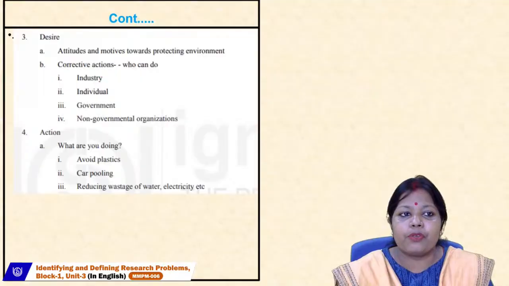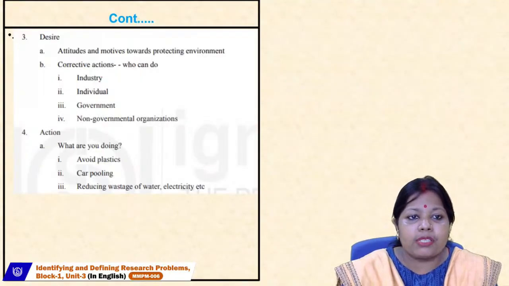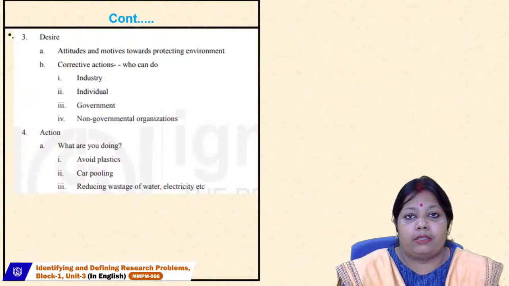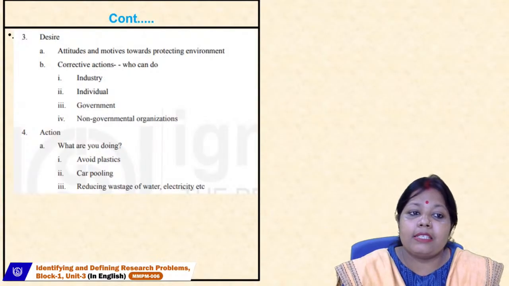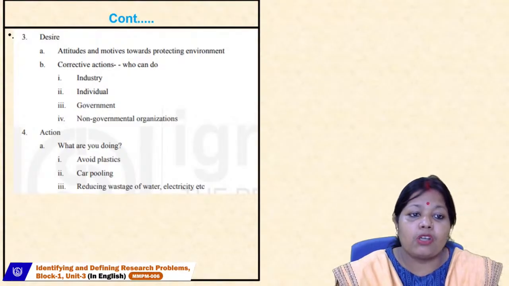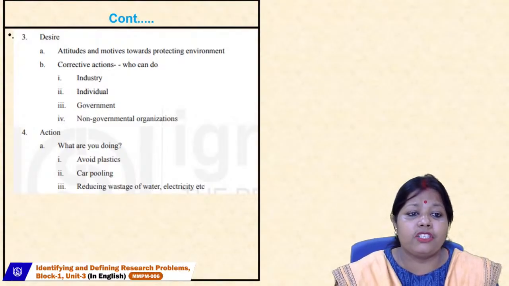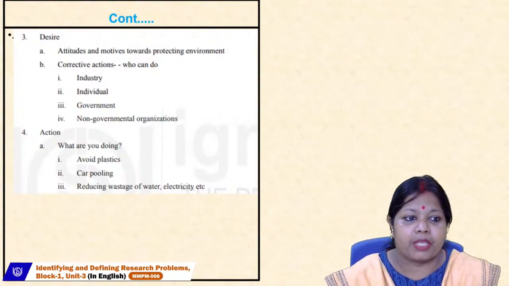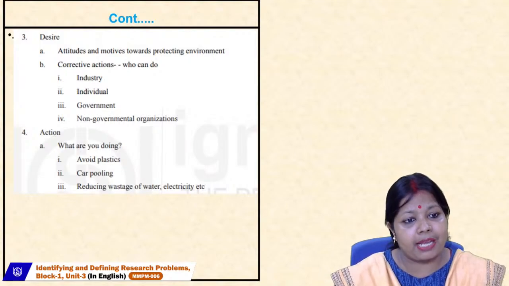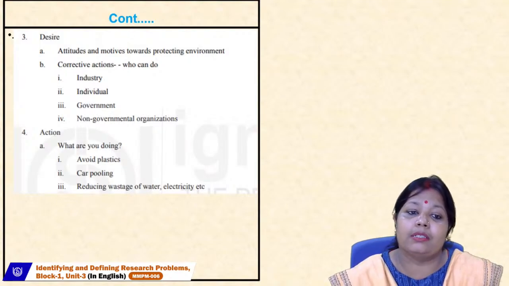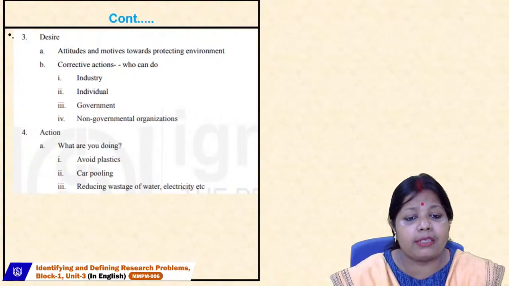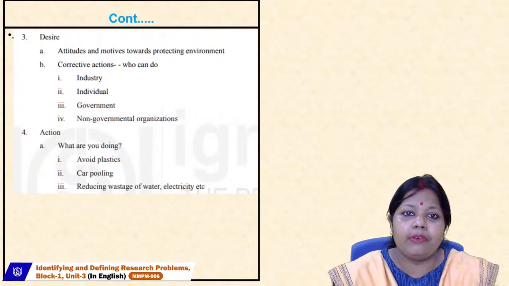Then the third type of question is desire, attitudes and motives towards protecting the environment. Should it be collective action, and who can do it? Shall industry do it, shall individuals do it, or shall government do it, or is some non-government organization required to do that kind of action? Then if it is the question of action, what kind of action? What are you doing? What is your action? Are you avoiding plastics? Are you carpooling? Are you reducing wastage of water and electricity, etc.? In that way, you are reducing.